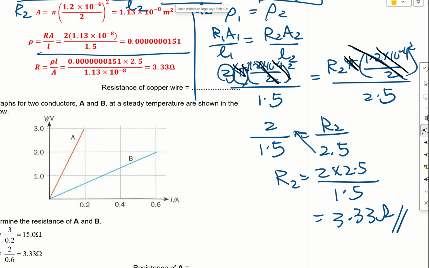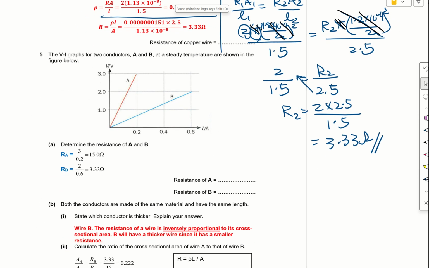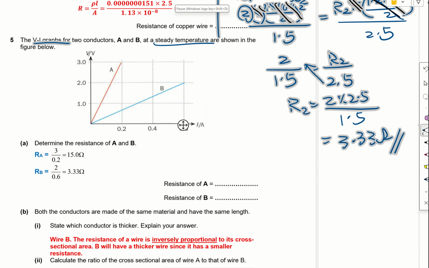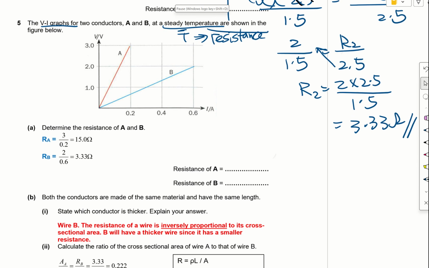Okay, so you can always try to use these two cases. Okay, question 5 is a VI graph. It shows A and B at a steady temperature. That means the temperature remains constant. That means the resistance will not be affected by the temperature, so it's going to be constant.